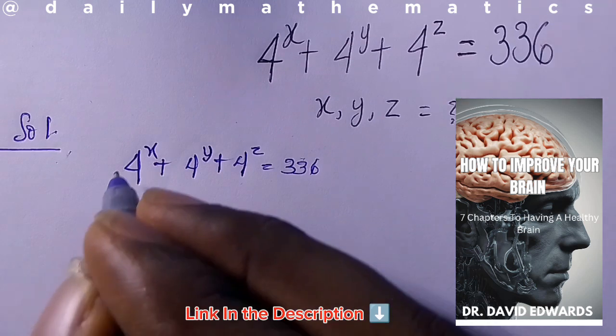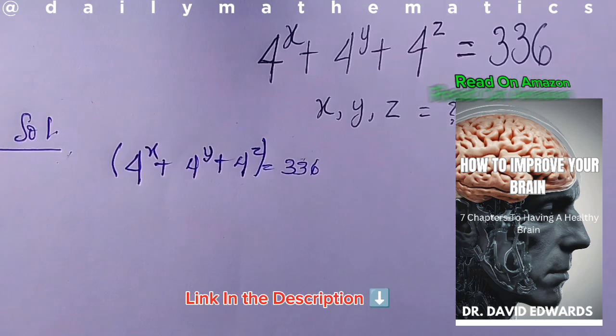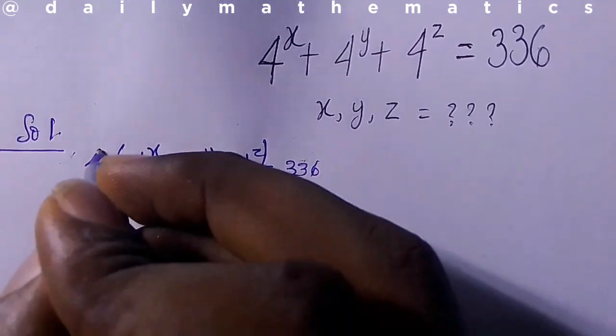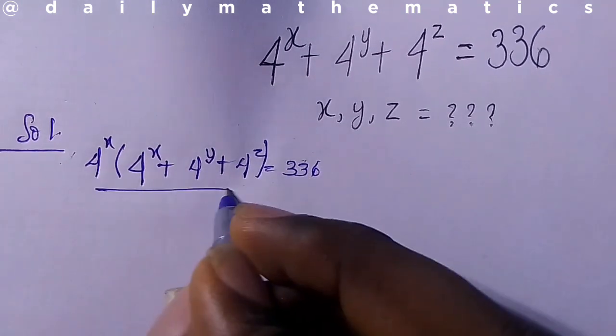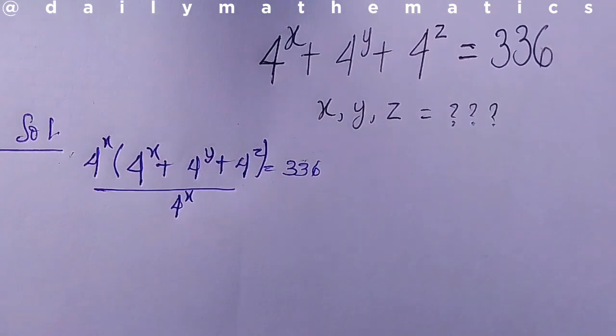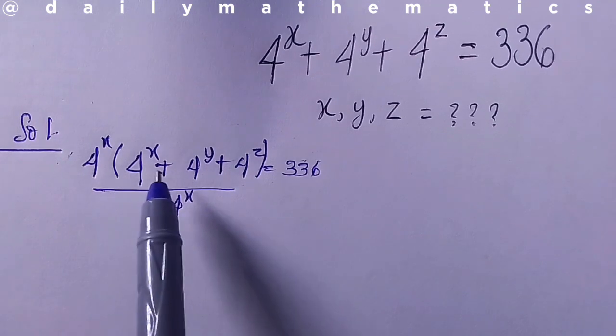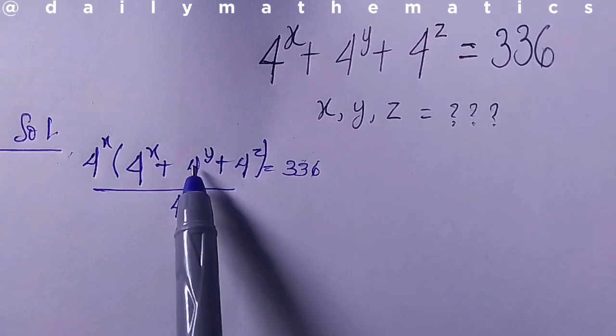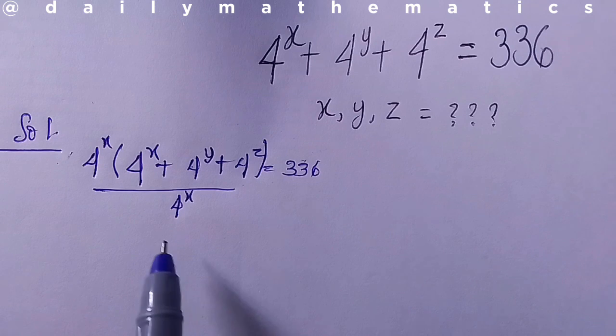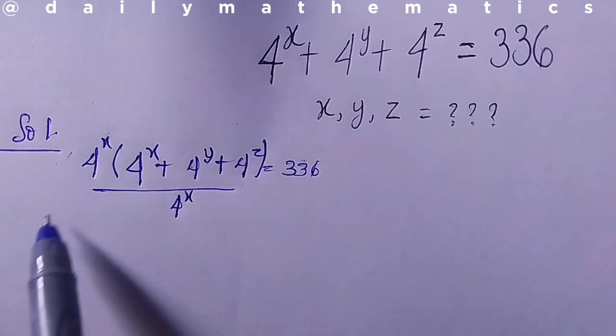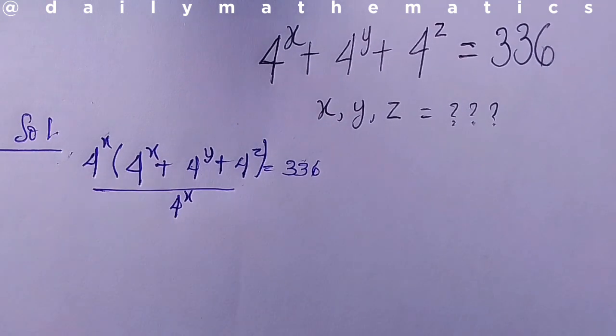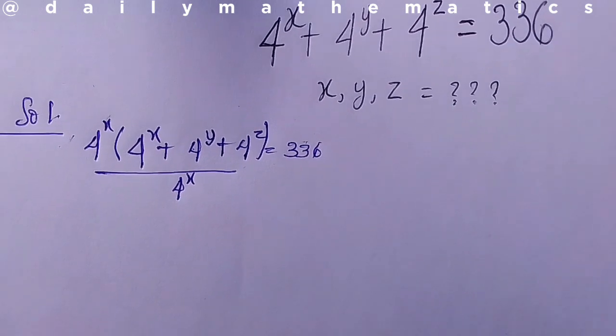Now the first thing we're going to do is to multiply this part of the equation by 4 raised to the power of x over 4 raised to the power of x. This is a step I'm trying to take. If you are solving a similar question, you can use any one of them, so you can use 4 raised to the power of y over 4 raised to the power of y. Why? Because when we cancel this and this, it gives us 1. 4 raised to the power of x divided by 4 raised to the power of x gives us 1. So it is accepted, right?